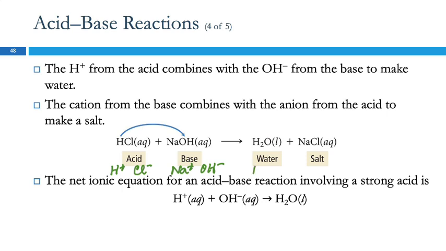So if we were to look at an ionic equation for this, these are both aqueous. We're going to separate those into ions. This is a liquid. We're not going to separate that one. This is aqueous, separate into ions. And then cross out the spectator.